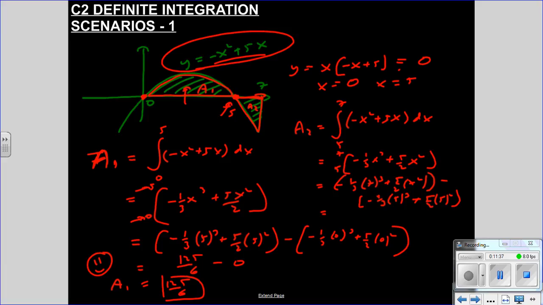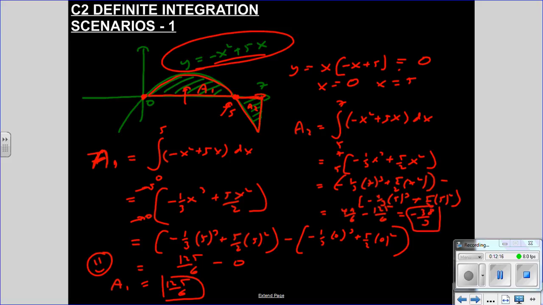You're good if you're doing this too, just to check. 7 cubed plus 5 over 2 times 49, so that's 49 over 6 minus 1/3 times 5 cubed plus 5 over 2 times 25, 125 over 6, which equals, so 49 minus 125 over 6 is minus 38 over 3.